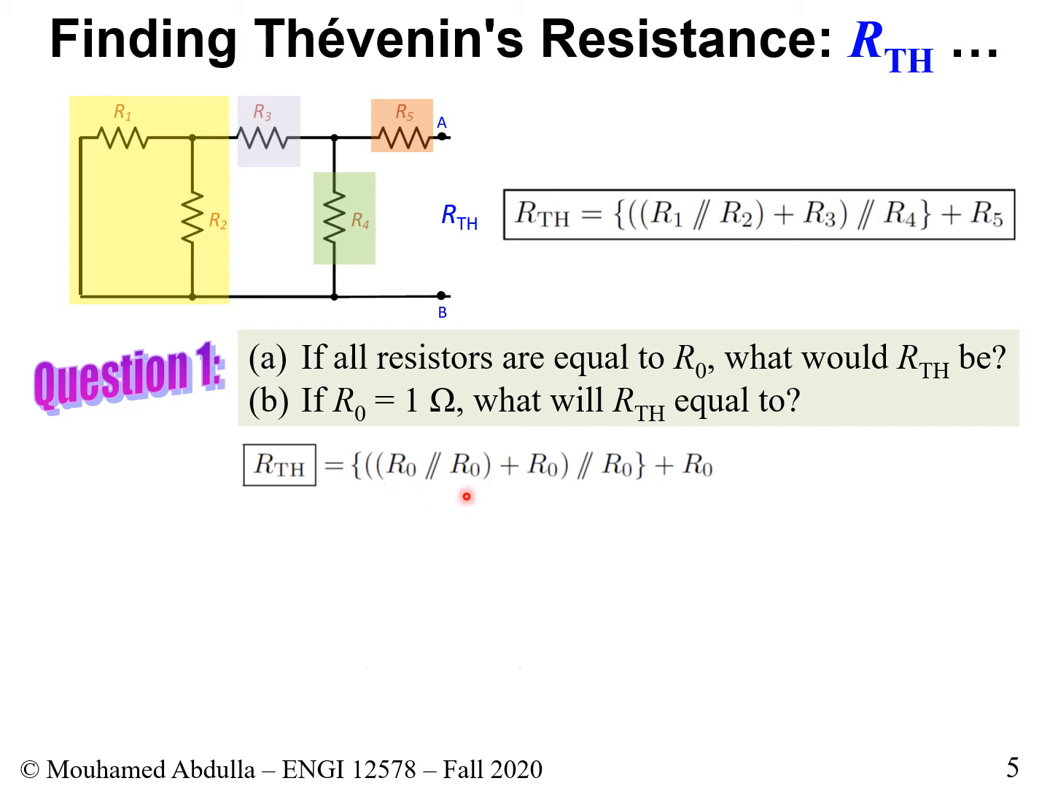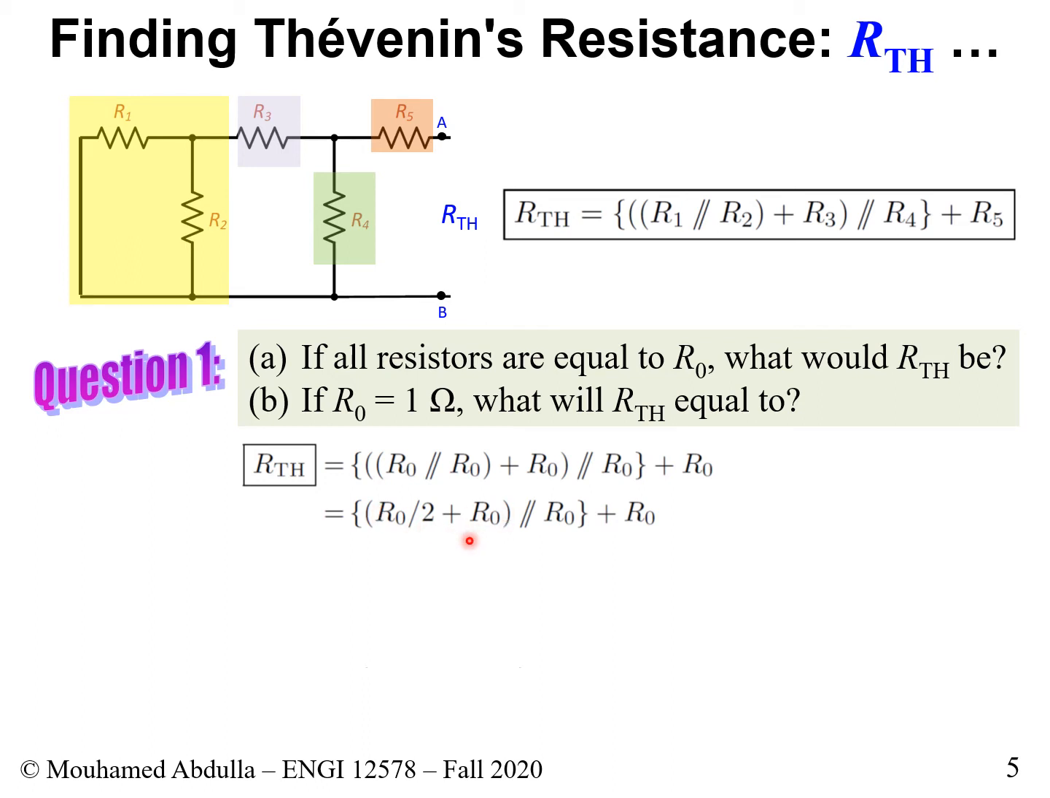When you have two resistors of the same value, we've seen this in previous lectures, it simply becomes half of it. So if you have, let's say, a 5 kilo ohm resistor with another 5 kilo ohm resistor, and they are in parallel, the result that you get is 2.5 kilo ohm. So R0 in parallel with R0 is simply R0 divided by 2. Then the rest you simply write it. So now we have R0 divided by 2 plus R0.